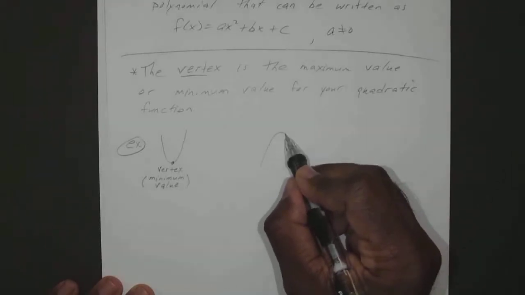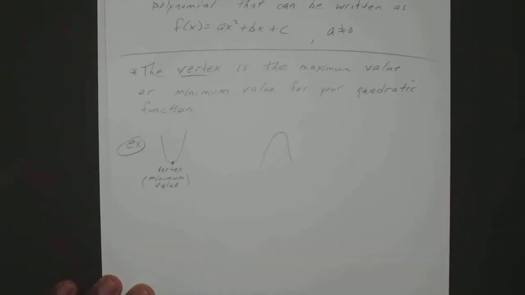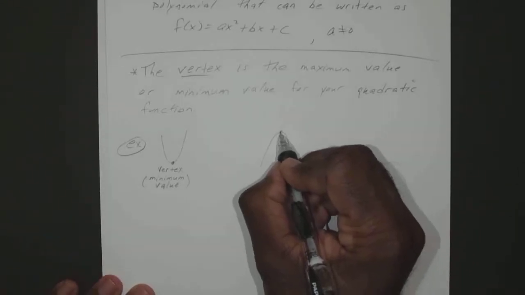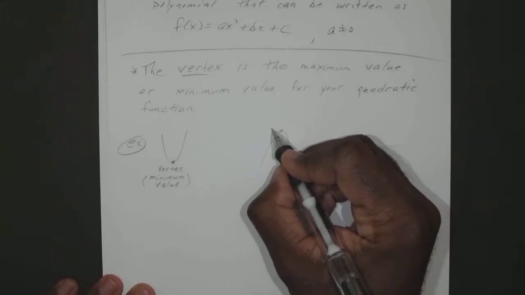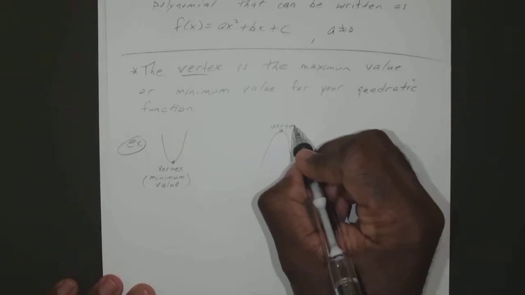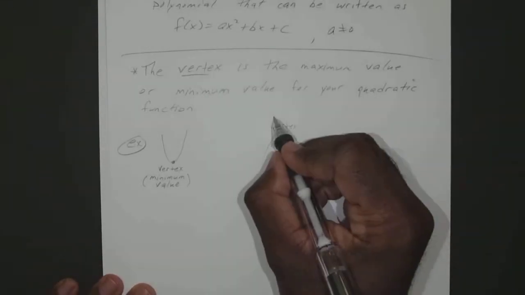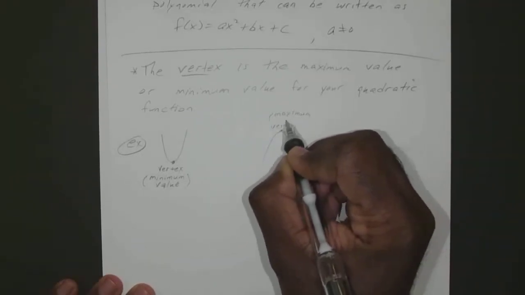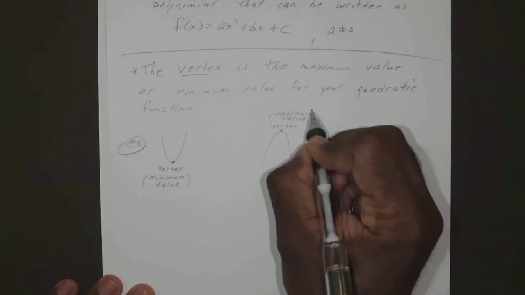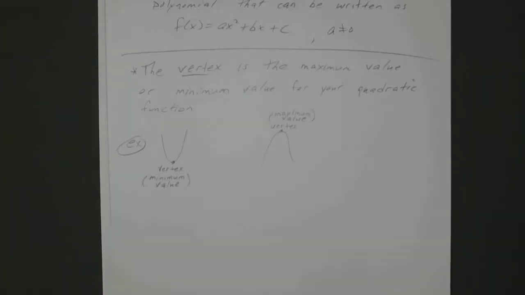And if your graph or your parabola looks like that, then this is the highest point on the graph. So for here, this is your vertex, but this is your maximum value. Okay. No other point on the graph can be higher than that one.